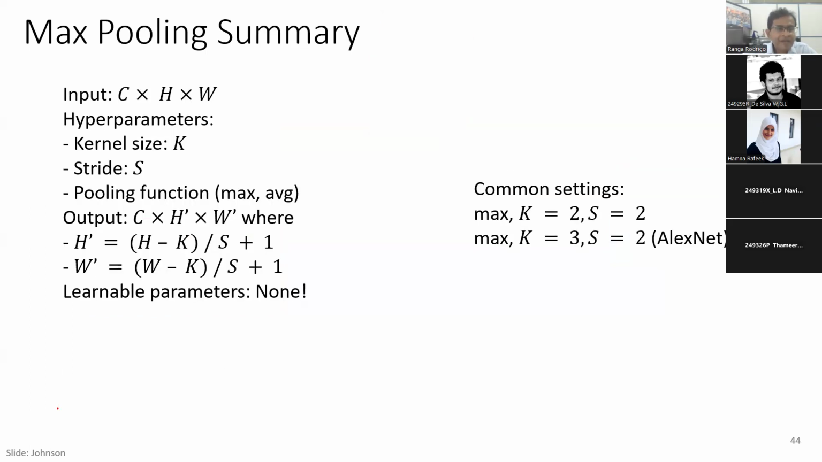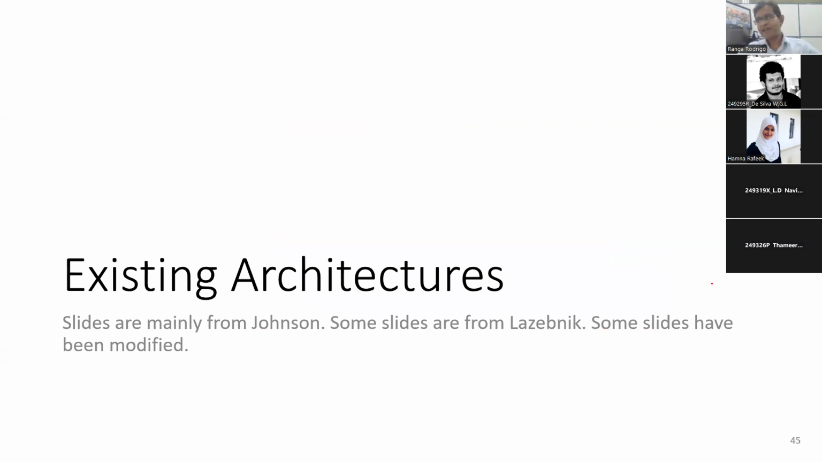Okay. Max pooling, if you look at the summary, input size C times H times W, kernel size K, stride is S. Pooling function can be max or average. Output size C, H prime times W prime, where H prime is (H minus K) divided by S plus 1, W prime is (W minus K) divided by S plus 1. Learnable parameters: null. Common setting, K equals 2, S equals 2. K equals 3, S equals 2 AlexNet used, but people don't use it. Okay. Now we are ready to look at the existing architectures.